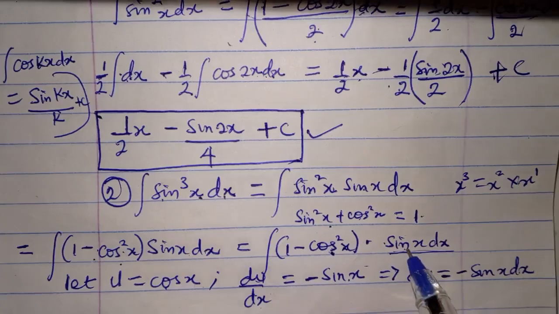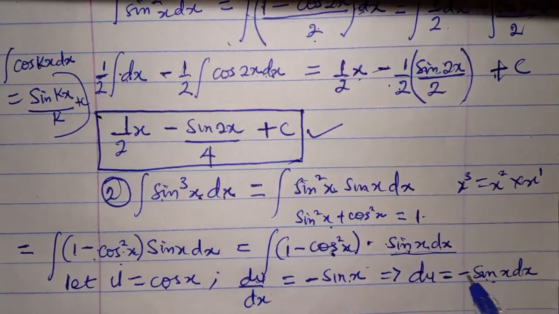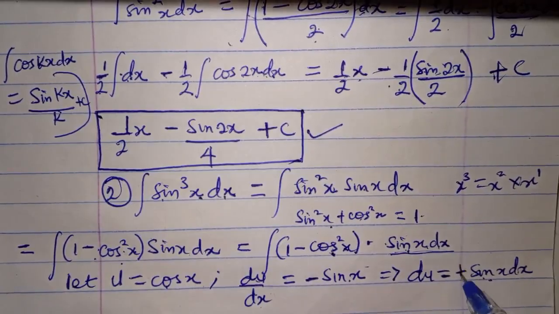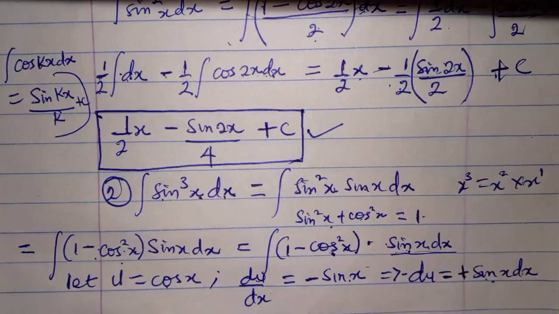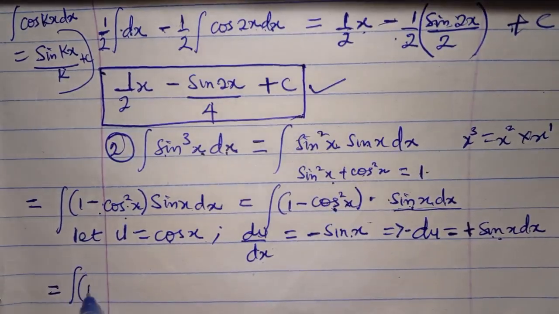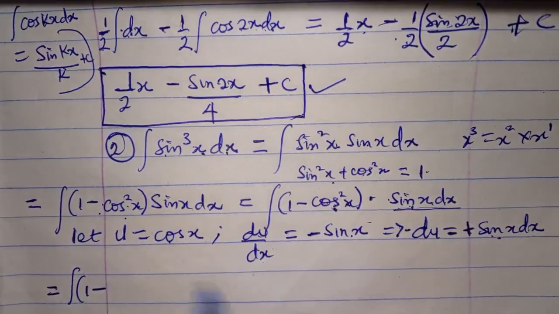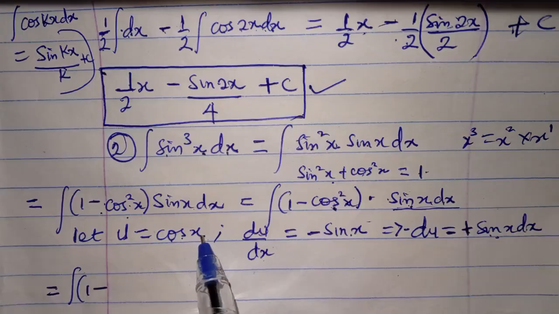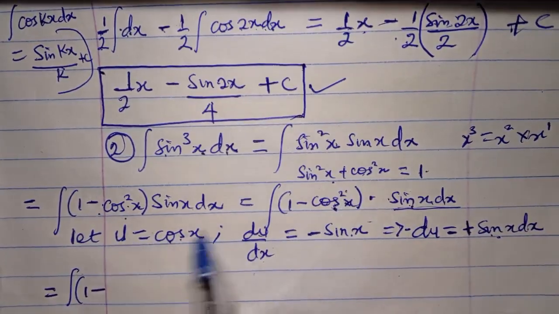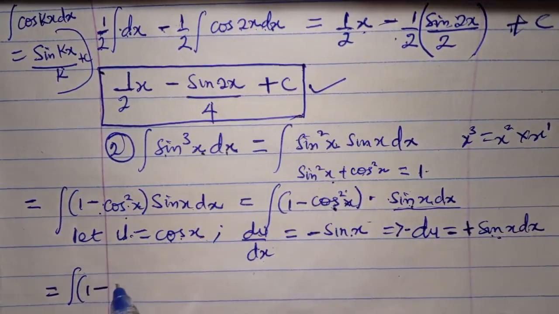Okay, I can see sine x dx here. It's just to remove the minus. So I can divide both sides by minus, here becomes plus, here becomes minus. This integral will now be the integral of 1 minus, remember we said let u be equal to cos x. That means cos squared x will be equal to u squared if we square both sides. Alright, so this is u squared.